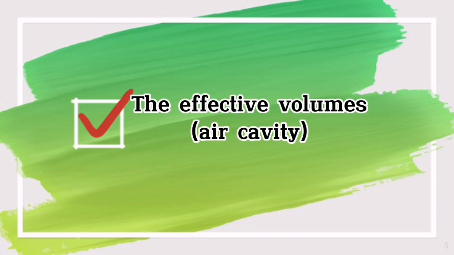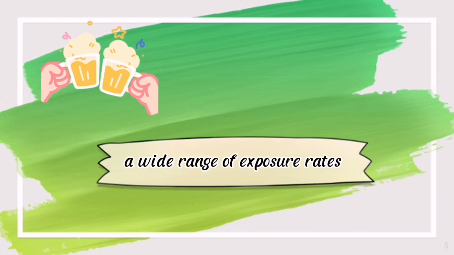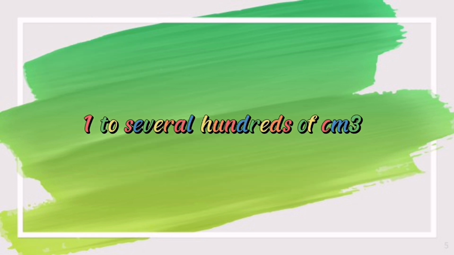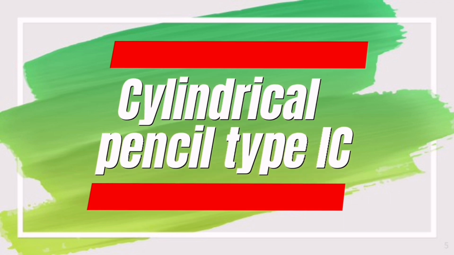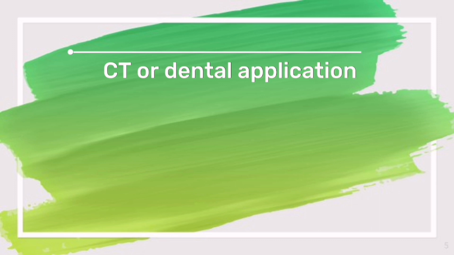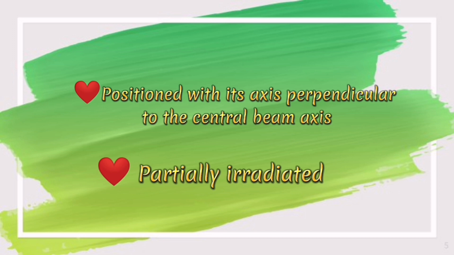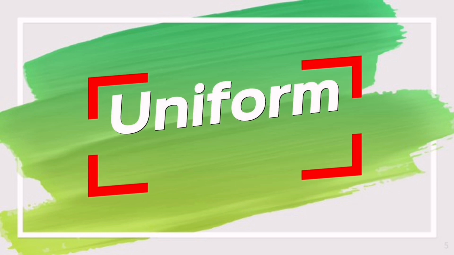The effective volumes or air cavity that are suitable for application in a wide range of exposure rates are from 1 to several hundreds of centimeters cubed. The cylindrical pencil type ionization chamber is used for CT or dental application to measure air kerma length product. It is positioned with its axis perpendicular to the central beam axis. It will be partially irradiated unlike other detectors. The response of the active volume should be uniform along its entire axial length.